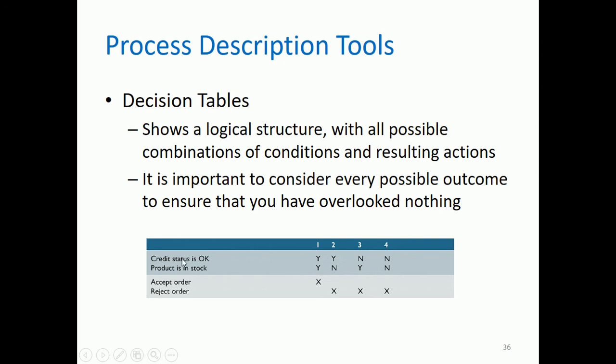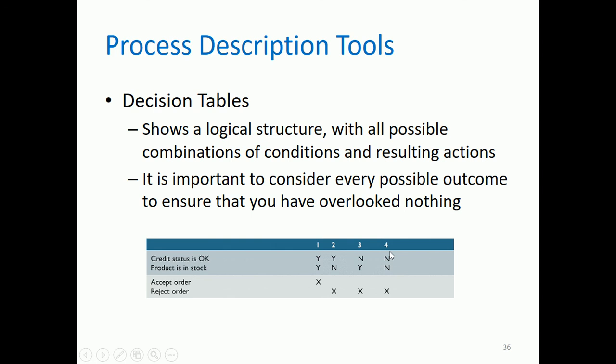The credit status of the buyer is okay, but the product is out of stock, so that's why it is no. Would you accept or reject the order? Of course, you're going to reject the order because the product is out of stock. Another one, the credit status of the buyer is not okay, but the product is in stock. Would you accept or reject the order? Of course, again, you're going to reject the order because the buyer does not have enough money to pay for the product.